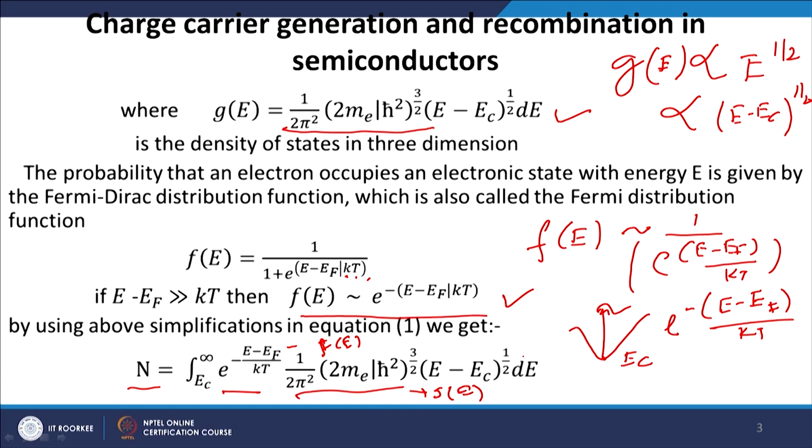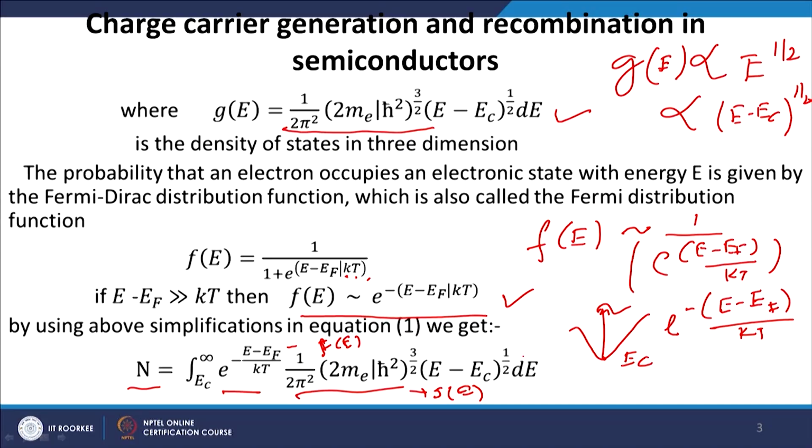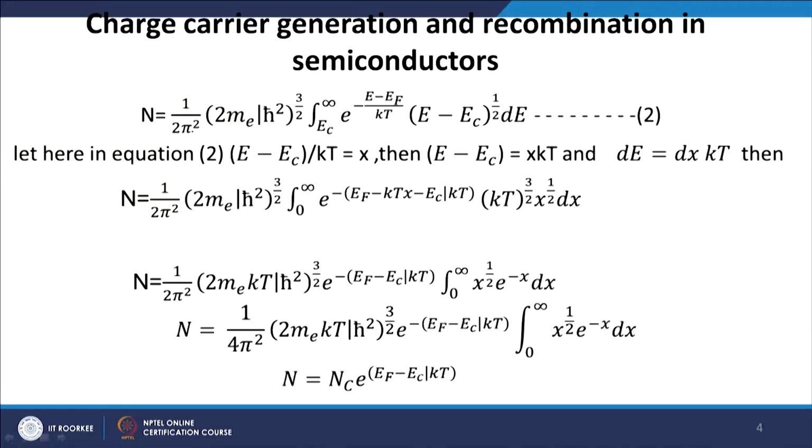Now, we need to integrate this equation. It looks like a very nasty integration, but you will see that it is not so difficult to do. Some of the terms are constant. Let us look at the previous equation once again. You have 1 over 2 pi square, 2 m_e by h bar square to the power 3 by 2, that is all constant. So, we can take all these terms outside the integrand. That is what we are doing here. We are taking 1 over 2 pi square, 2 m_e by h bar square to the power 3 by 2 outside the integrand and integrating from Ec to infinity e to the power minus (E minus Ef) by kT into (E minus Ec) to the power half dE.